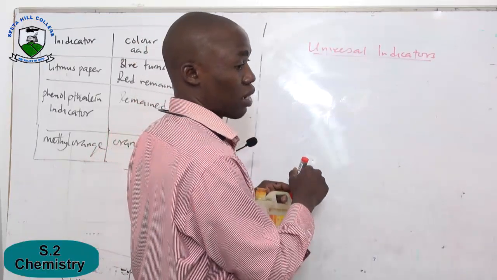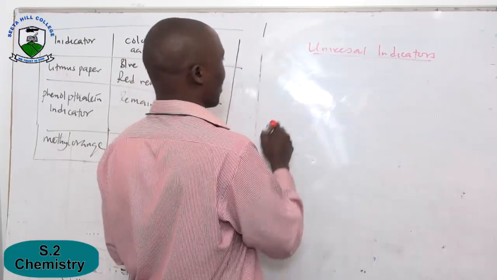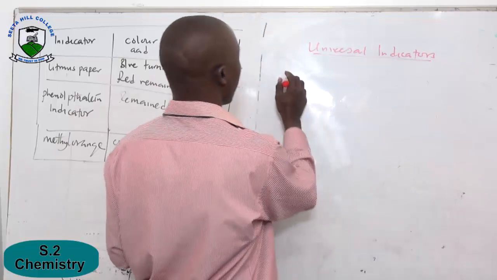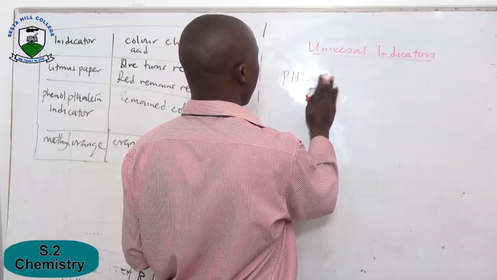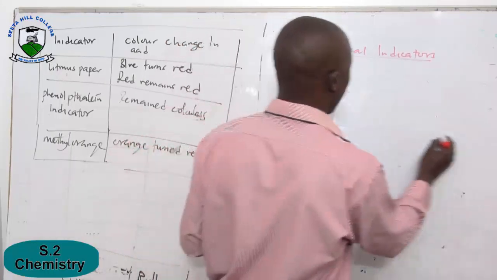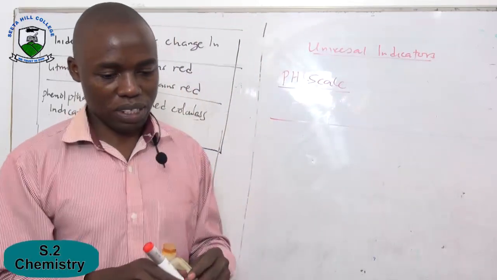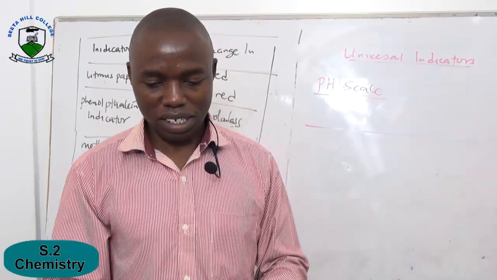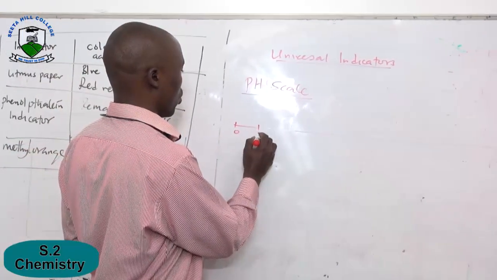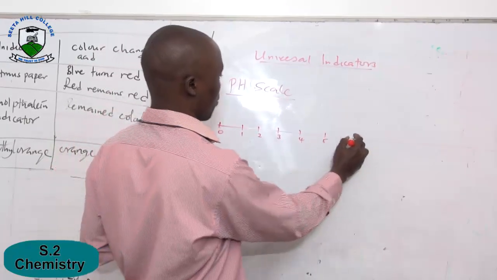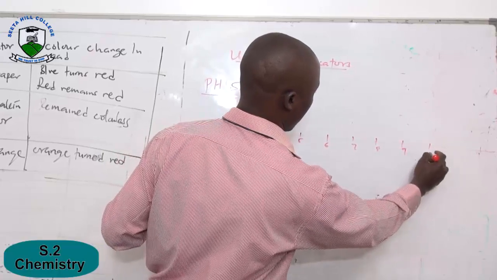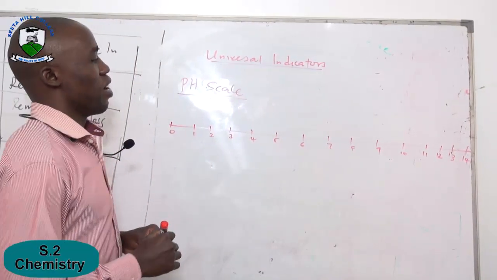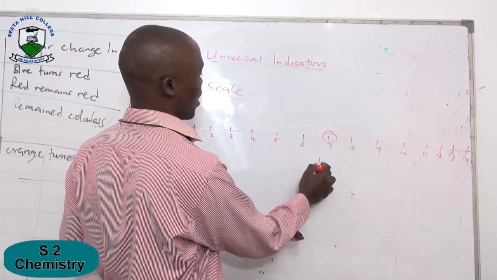Now there is another term called pH. We met it some time back. Now, the pH scale. Remember senior one work where we emphasized the pH scale? It runs from 0 to 14. Now listen very attentively here. 7, 8, 9, 10, 11, 12, 13, and 14. Now, what does pH 7 represent? Neutral. Clear?